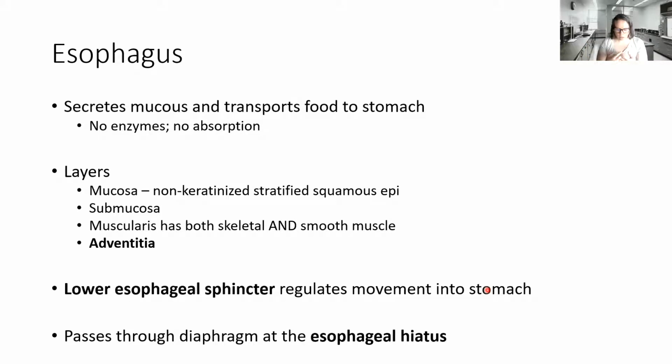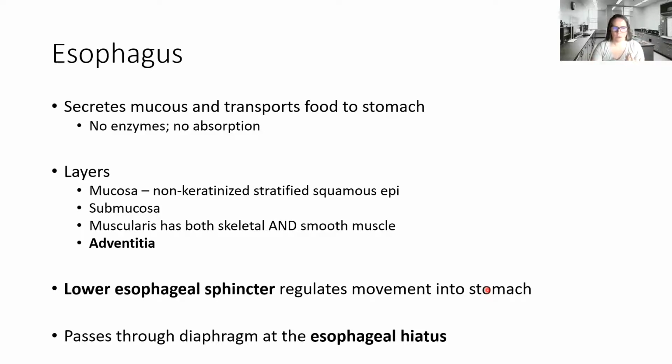Now, one common pattern you're going to see in the GI tract is we have sphincters at the start and end of an organ to help regulate foodstuffs in and foodstuffs out. So as we regulate food from the esophagus down into the stomach, it has to go through what's called the lower esophageal sphincter. It moves through the diaphragm, through the esophageal hiatus, and then it's going to connect to your stomach.